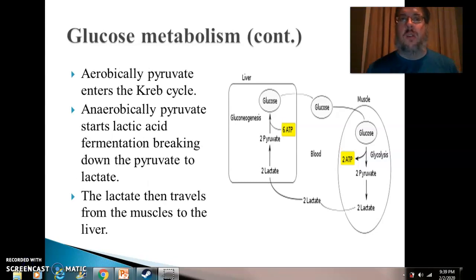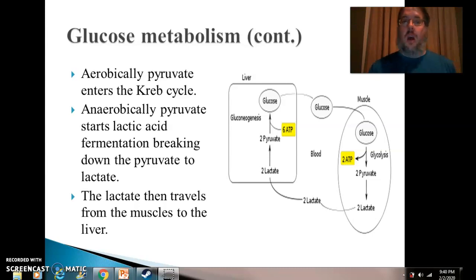During this process, the glycogen can be broken down aerobically to form pyruvate, which is then broken down using the Krebs cycle to produce ATP, which, depending on the process that is used, produces anywhere from 34 to 38 ATP, which is what our muscles use to do work.